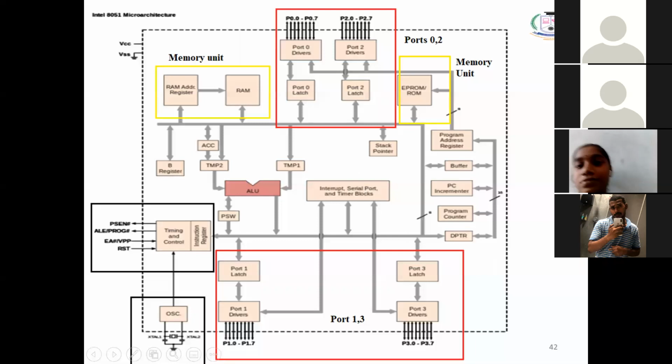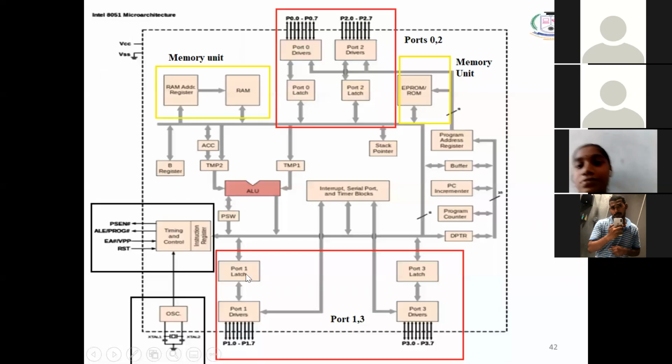So what do you understand from the architecture? We have 2 ports, so totally 4 ports. Then the memory unit, ROM memory and RAM memory. Then we have an oscillator unit. The oscillator should be synchronized with the timing and control unit, and the timing and control unit is responsible for the external pins, to access the memory or to reset the microprocessor. Then this is my ALU part. The ALU part contains the accumulator, B register, and program status word or flag register.